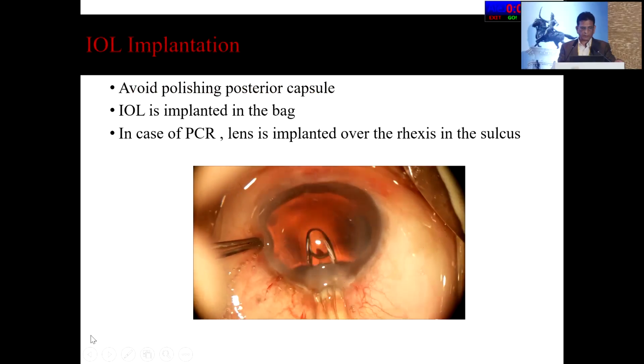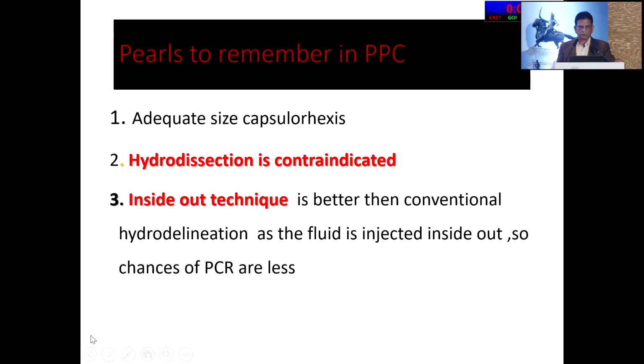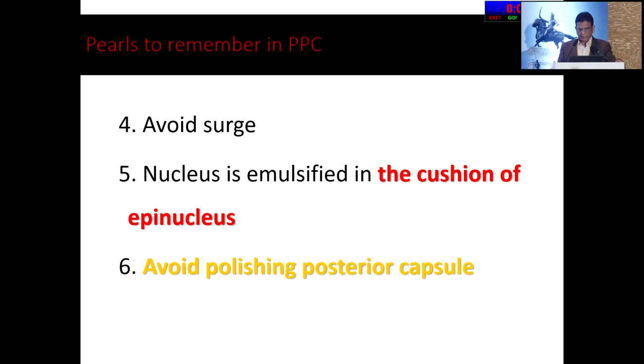You can put the IOL. And the take-home points to be remembered: adequate size capsulorhexis, hydrodissection is contraindicated, the inside out technique is a very safe technique. Avoid surge, the nucleus is emulsified in the cushion of the epinucleus, and avoid polishing the posterior capsule.